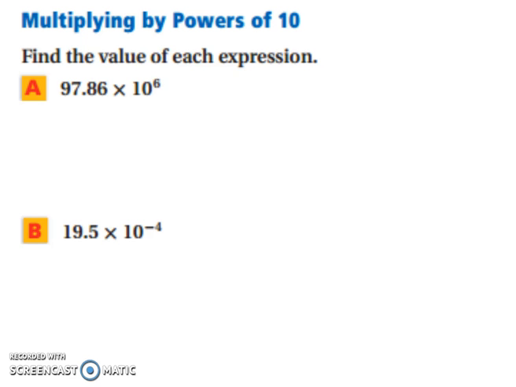Let's practice. So we have 97.9860 times 10 to the 6th. That means we want to move the decimal point 6 places to the right, leaving us with 9, 7, 8, 6, 0, 0, 0, 0.